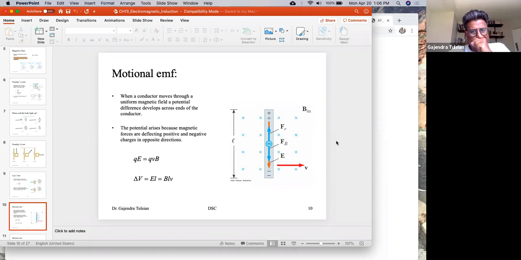All right, now here's another related phenomenon. What this diagram shows you is a magnetic field into the sheet of the paper.